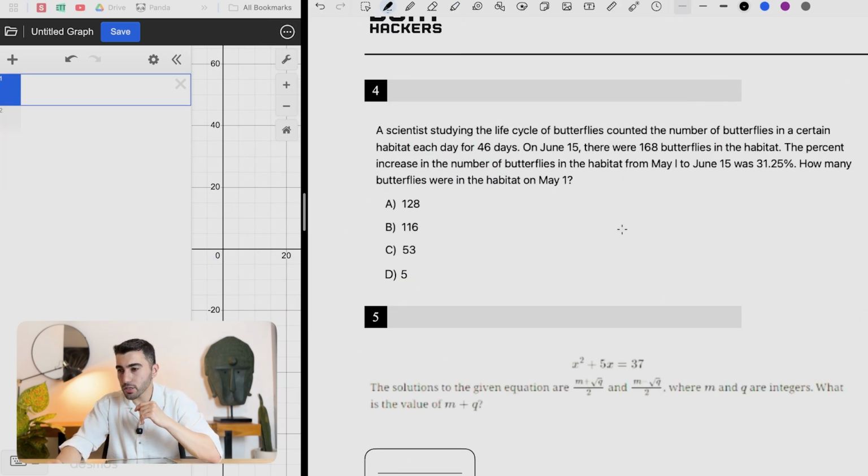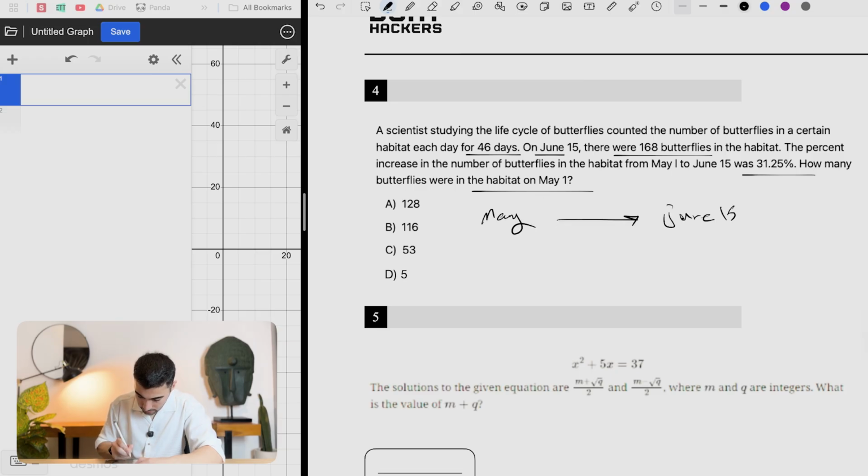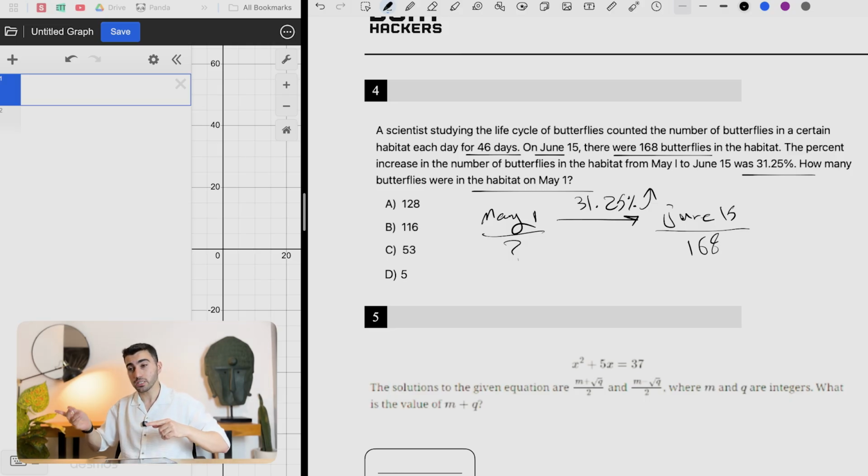A scientist studying the life cycle of butterflies counted the number of butterflies in a certain habitat each day for 46 days. On June 15, there were 168 butterflies in the habitat. The percent increase in the number of butterflies in the habitat from May 1st to June 15 was 31.25%. How many butterflies were in the habitat on May 1st? That's the starting day, the first day that we started to count the butterflies. So from May 1st to June 15, we had a 31.25% increase. And at the end here, there were 168 butterflies. Now, how much was at the starting? It increased by 31.25% and we got to 168.